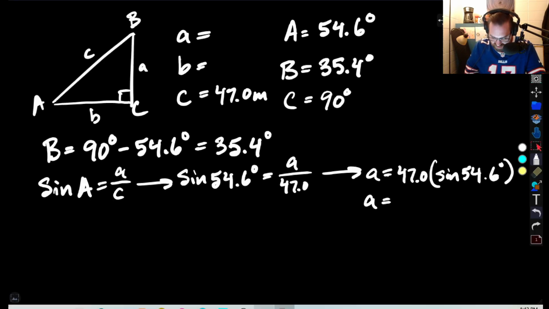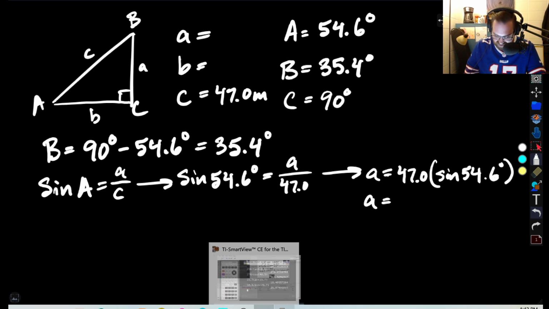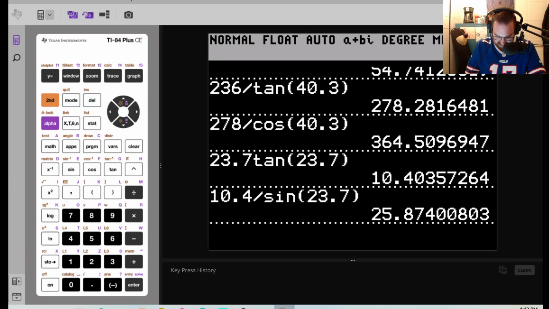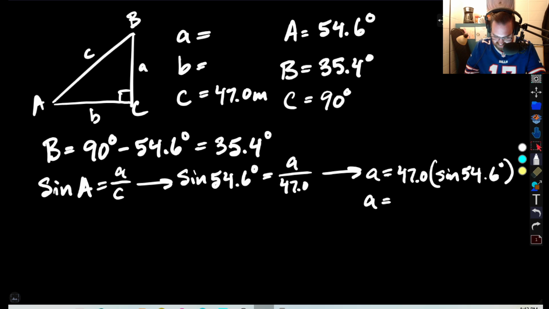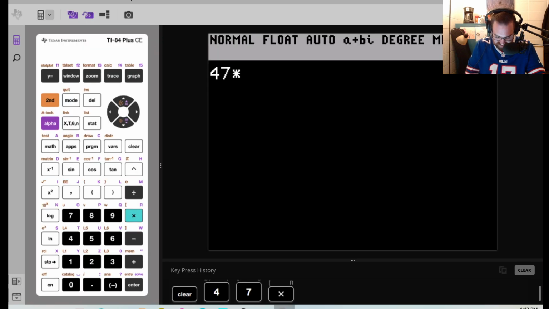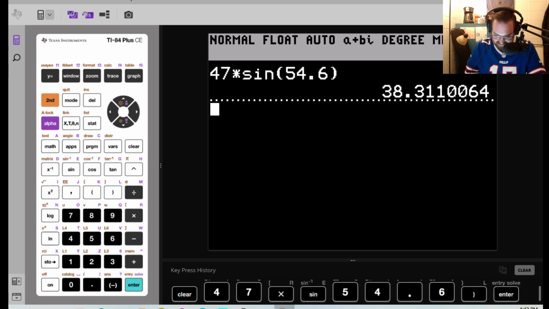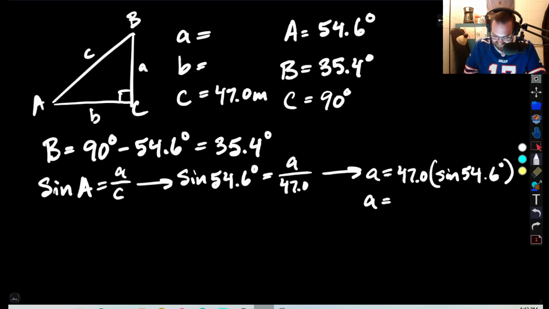So what we had in this example, right? 47 times sine 54.6. 47, you can see in the previous section. 47 times sine 54.6. Hit enter. 38.3. Boom. So that's our A value. 38.3 meters, it looks like.